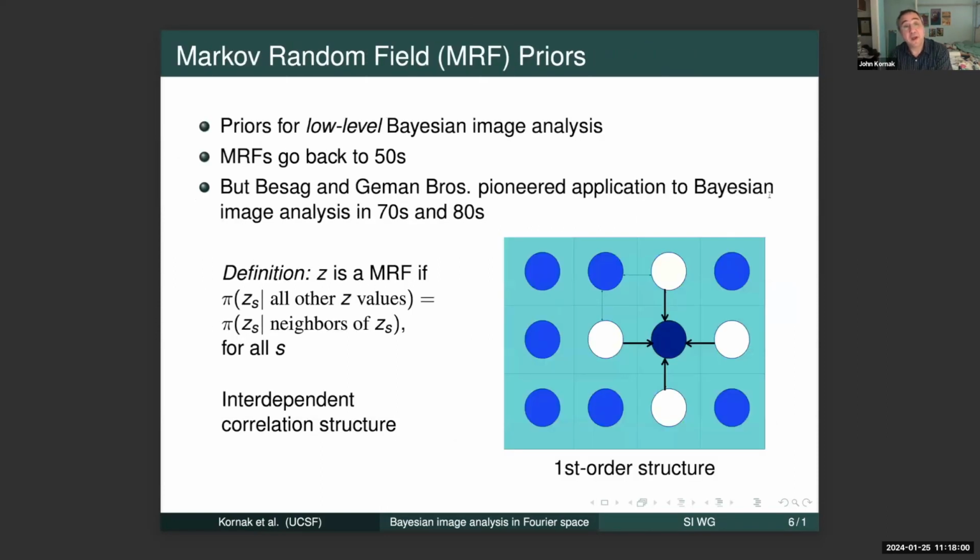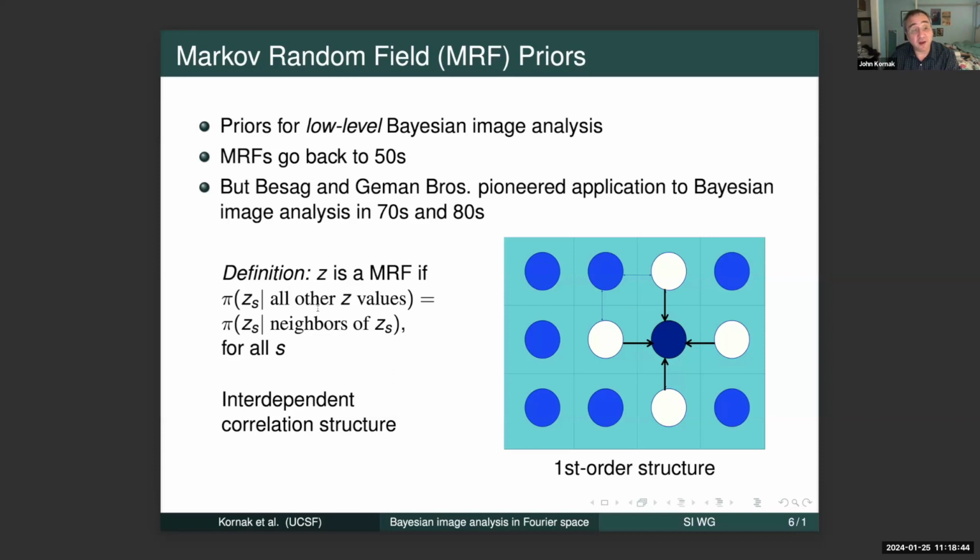Okay. By far, the sort of most commonly used kind of prior is the Markov random field prior in Bayesian image analysis. And these go all the way back to the 50s when they were used for agricultural field trials to describe correlations between neighboring plots. It was really Julian Besag and the Geman brothers in the 70s and 80s that really pioneered it for image analysis. And it's a relatively simple idea that comes as an extension of autoregressive processes in time series.